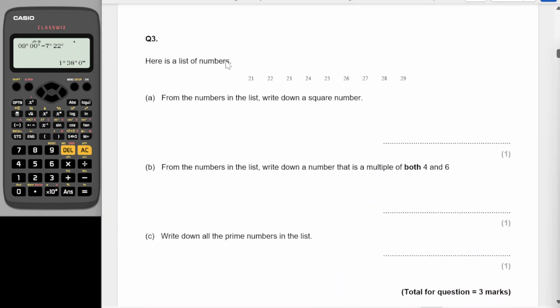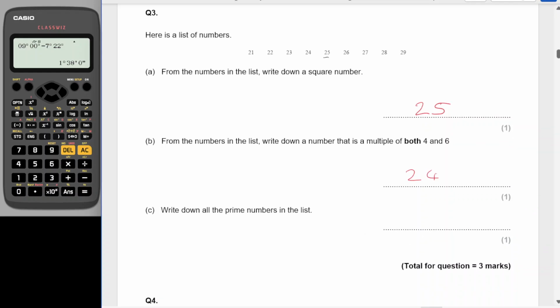Question 3. Here is a list of numbers. From the list of numbers, write down a square number. So the square number is going to be 25. From the list, write down a number which is both a multiple of 4 and a multiple of 5. So multiple of 4 and 5, we're looking at 4 times 5, 24.